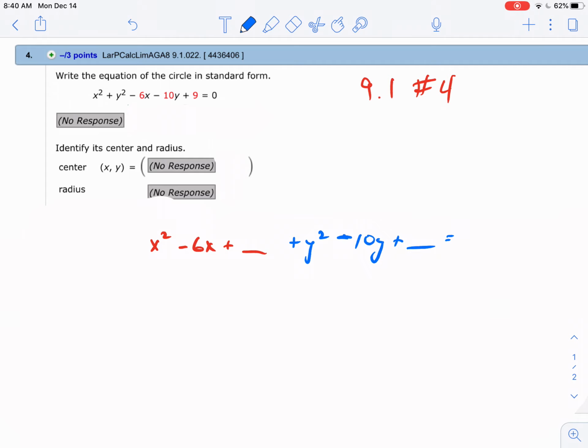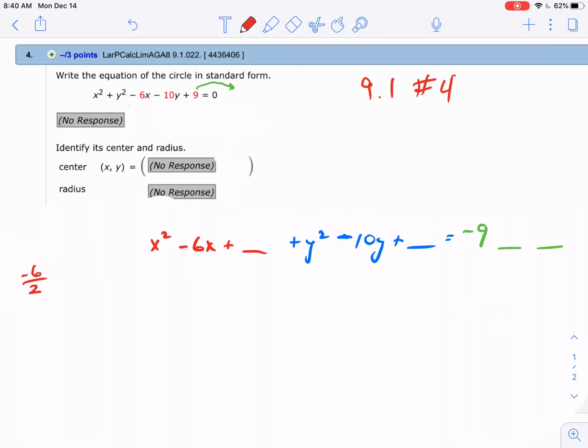I'm going to move the 9 to the other side, and when I do that I have negative 9, and I know I will be adding a couple numbers there. So I'll go back to the red stuff. Off to the side I'm going to do my negative 6.